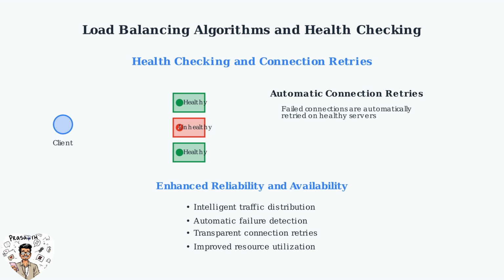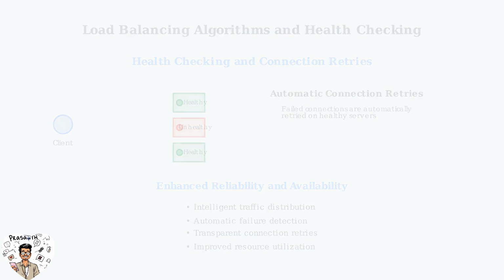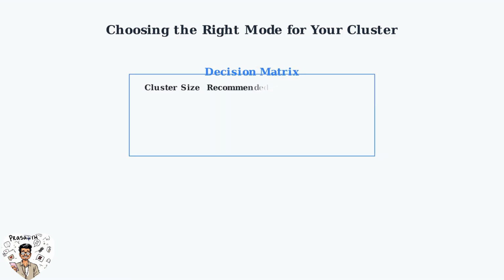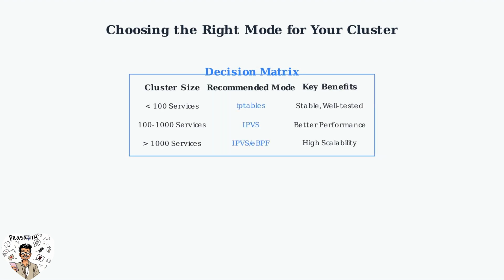When selecting the appropriate kube-proxy mode for your Kubernetes cluster, several critical factors must be considered to ensure optimal performance and scalability. The choice between Iptables and IPVS modes primarily depends on your cluster size and performance requirements. Let's examine the key decision criteria.